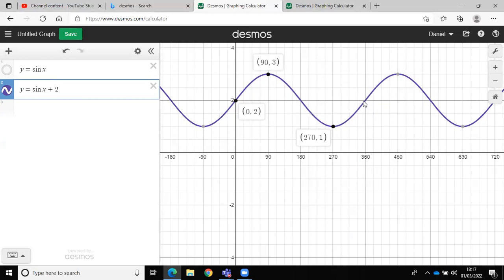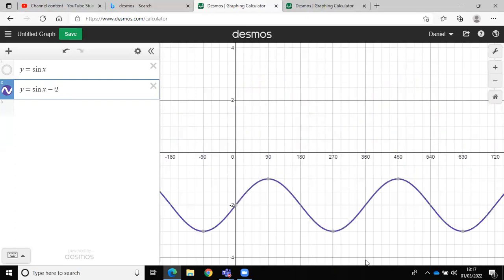What it's done by adding 2 is just moved that up the y-axis by 2. If I take away 2, it goes down the y-axis by 2. Key milestones are still every 90 degrees: 90, 90, 90.